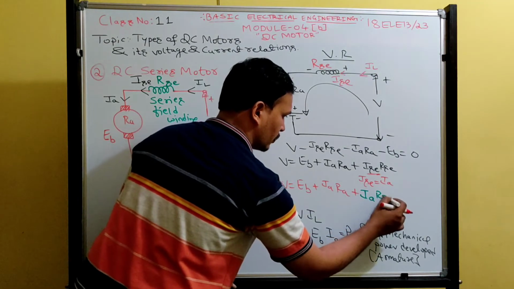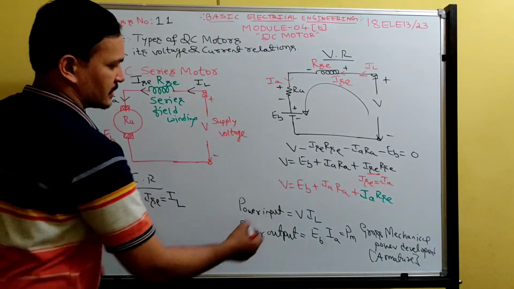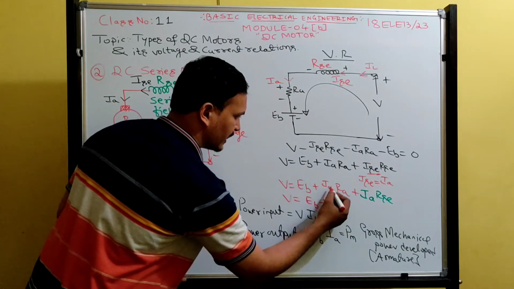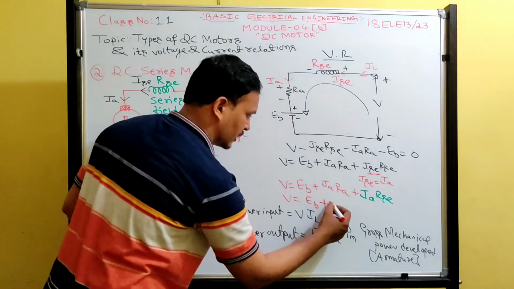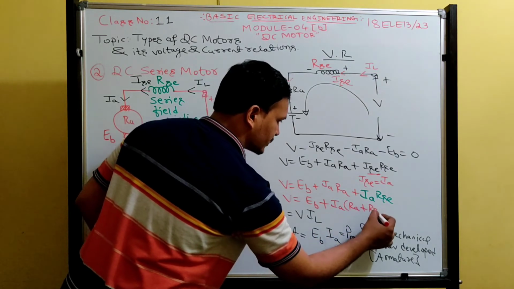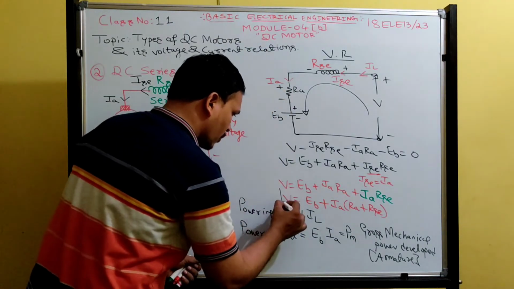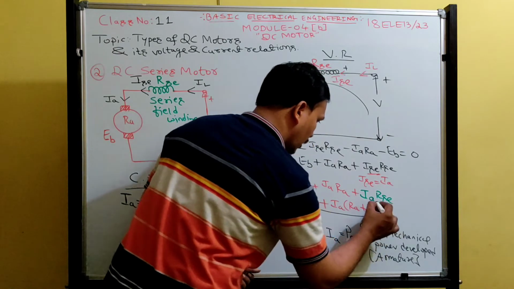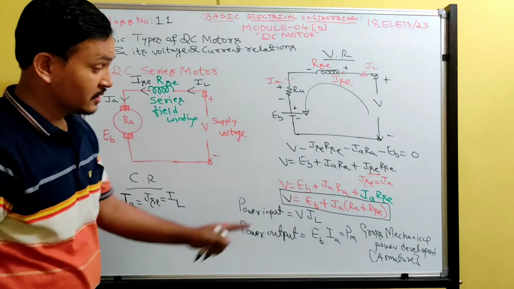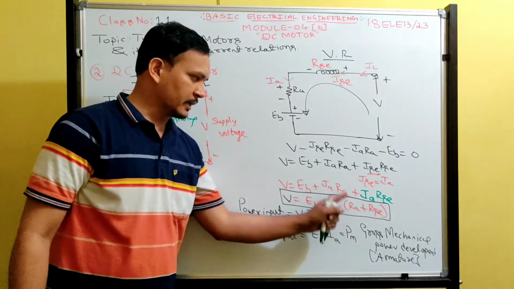Okay, IA into RSC. Next, what happens? V is equal to EB plus, taking armature current common in both terms, IA into (RA plus RSC). So this is the voltage relation of DC series motor: V is equal to EB plus IA within bracket RA plus RSC.